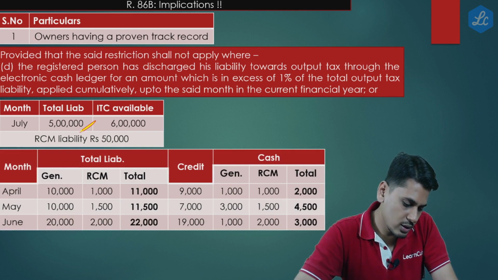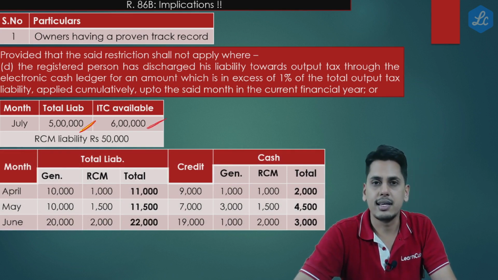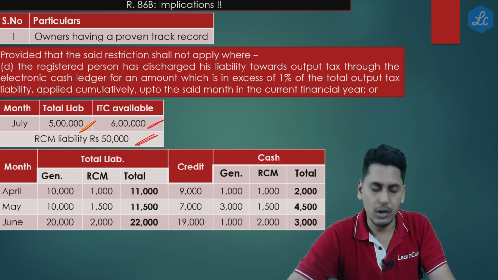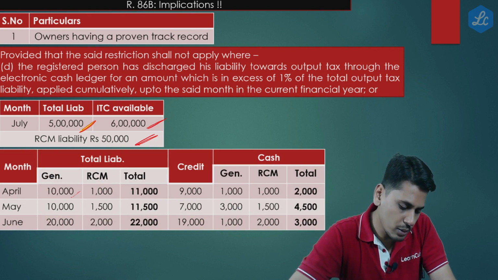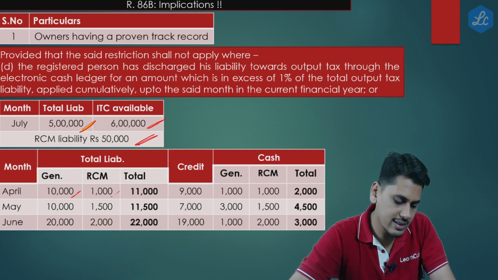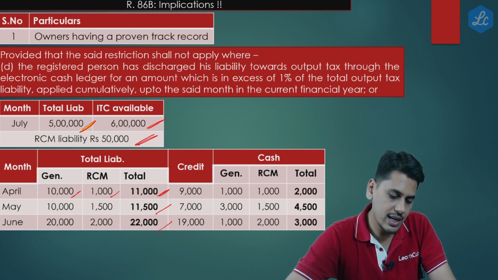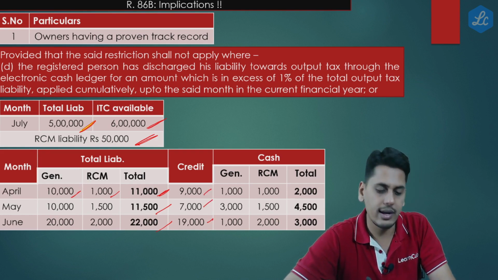So July total liability 5 lakhs, ITC available 6 lakhs, RCM liability is rupees 50,000. The data is given for April, May and June. Your normal output tax liability is 10,000, RCM liability is 1,000, total liability is 11,000. Similarly for May 11,500, June 22,000. How much have you discharged through a credit ledger? For April 9,000, May 7,000, June 19,000.